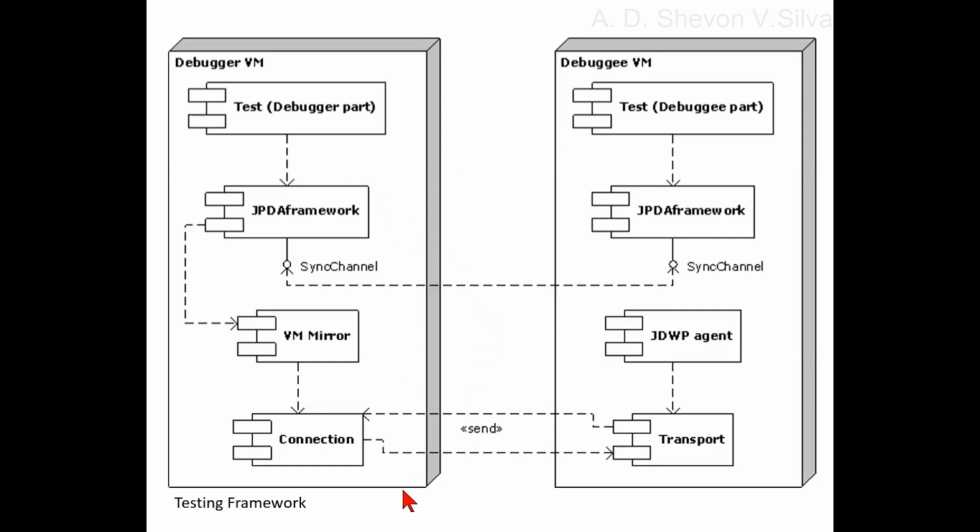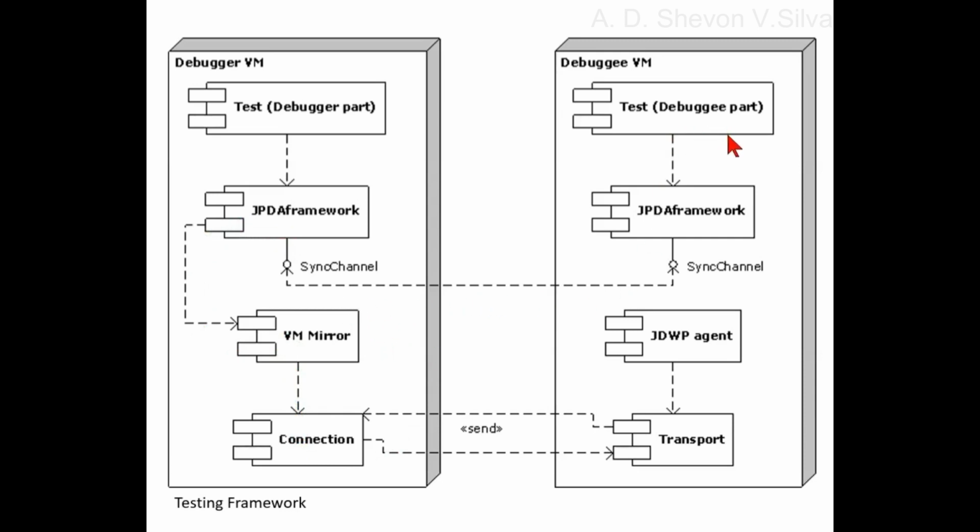Here you can see a debugger VM and debuggy VM. Here test JDPA framework and VM mirror, and connections are inside debugger VM. Test debugger part is connected to JPDA framework. JPDA framework is connected to VM mirror. Mirror is connected to connection.